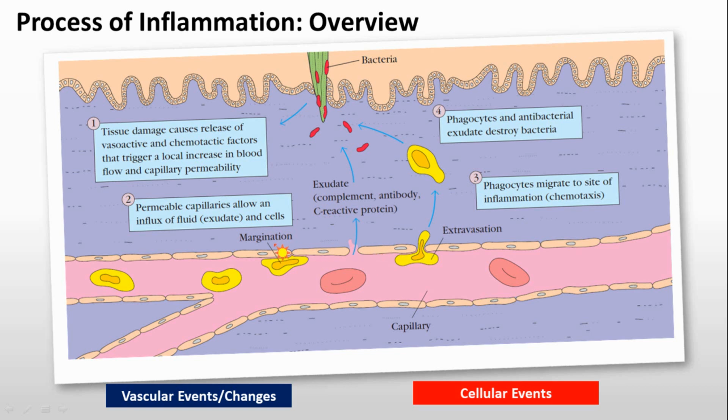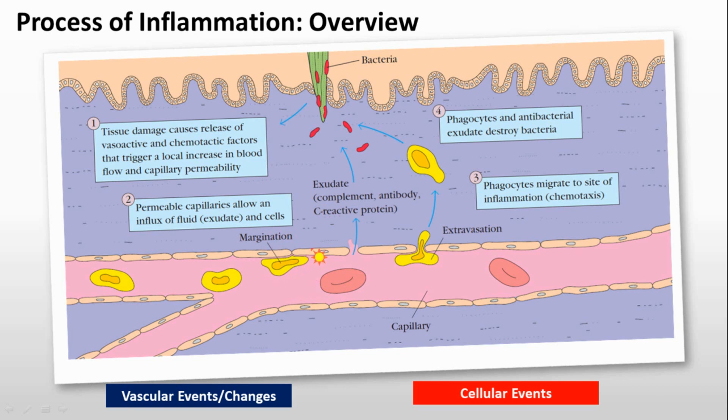Against these proteins, these phagocytic cells have certain receptors, and because of that these circulating phagocytic cells adhere to the wall of this capillary. This process is called margination. So whenever these phagocytic cells adhere to the capillary walls, this process is called margination.